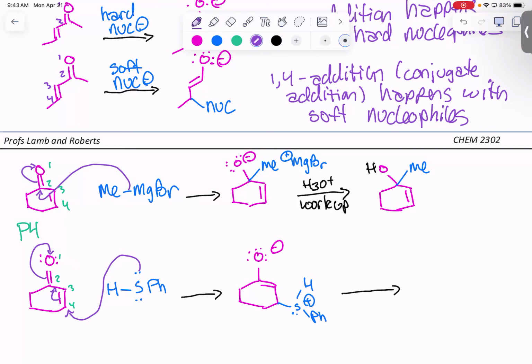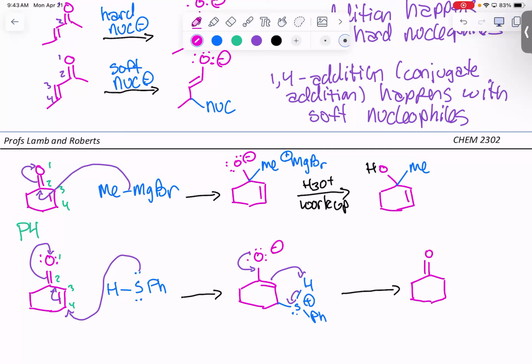So in this case, we can have our oxygen lone pair reform a CO double bond and use our enolate to deprotonate this sulfur. All right. Whether that happens intermolecularly or intramolecularly, it doesn't really matter to me with proton transfers. Okay, so now let's see here, because we don't want this enolate.